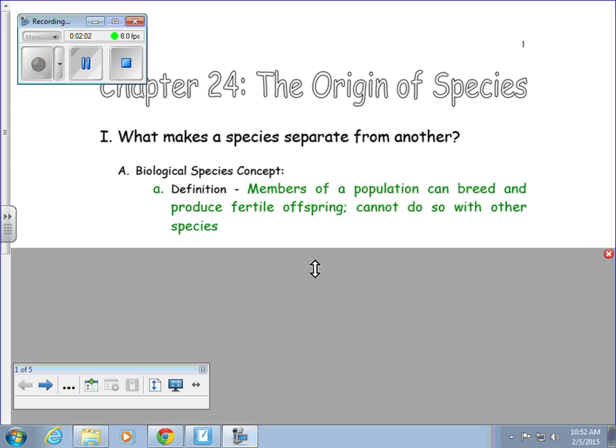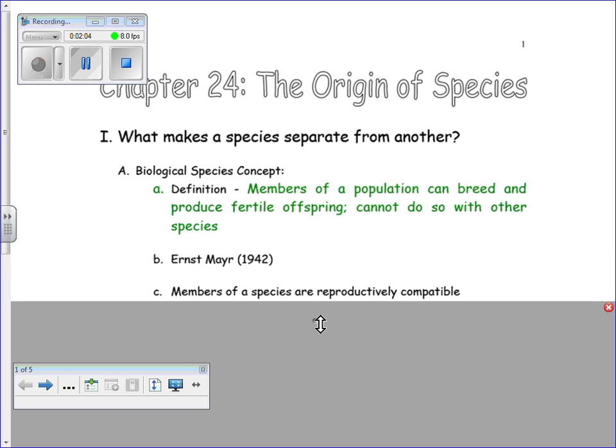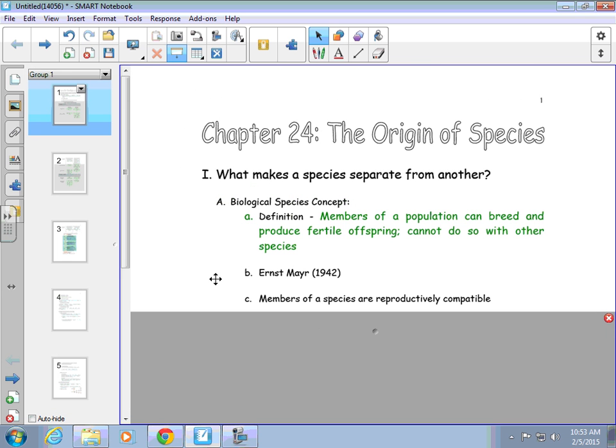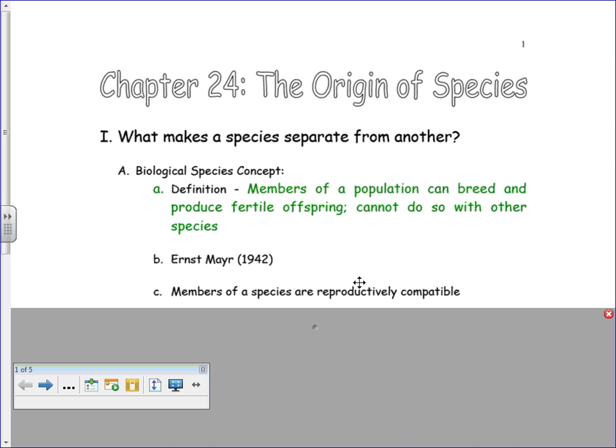The individual that came up with this definition was Ernst Mayr, and that was in the early 1940s. He also said that members of a species are reproductively compatible. So two horses, they're in the same species, they are compatible in that they can reproduce, they reproduce at the same time, and their offspring will be fertile, and then their offspring will be able to reproduce with another horse.